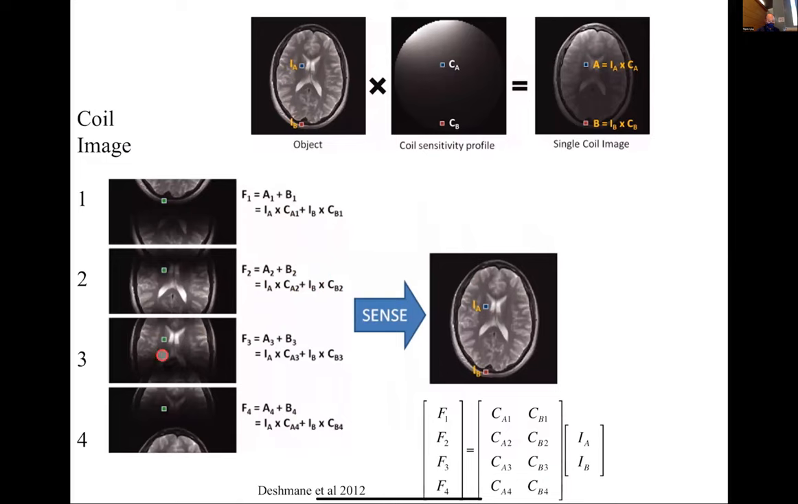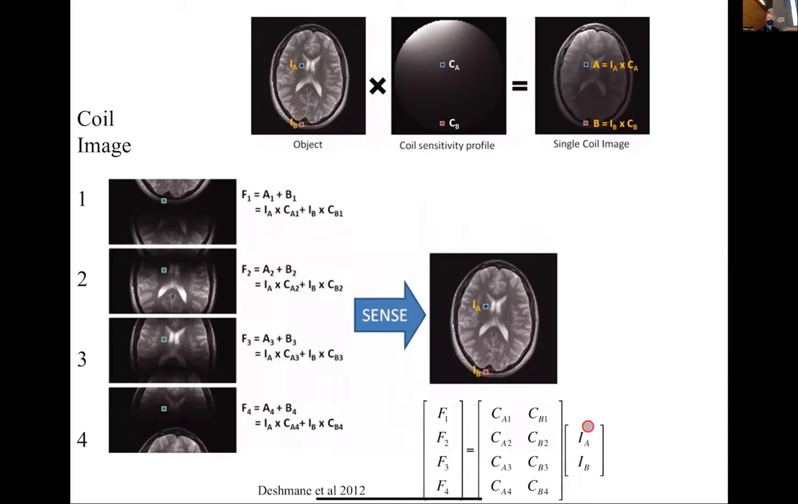So every coil, it's like you're looking at these two things, but the sum is made up with different coefficients, okay? So I'm getting multiple views of the same sum, but that sum is made up of different coefficients. And that's shown here. Basically, these are my four sums that I get to see. These are what I'm trying to solve for, and these are the coefficients that go into the sum. So look, this looks like something you could solve, right? It's an overdetermined system of equations, and therefore I should be able to solve for I and IB.